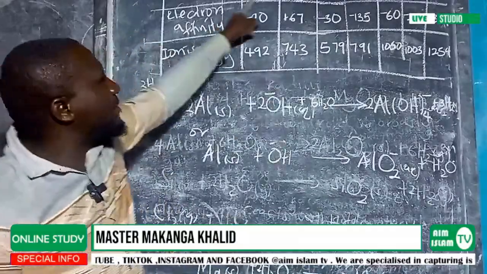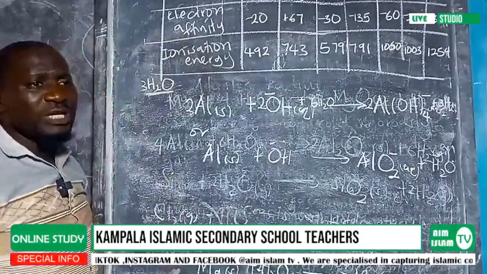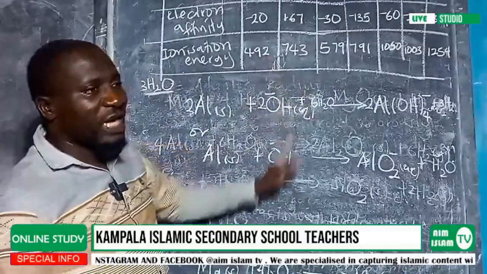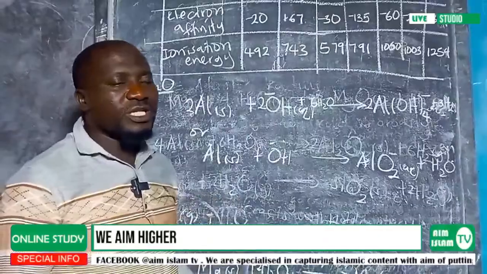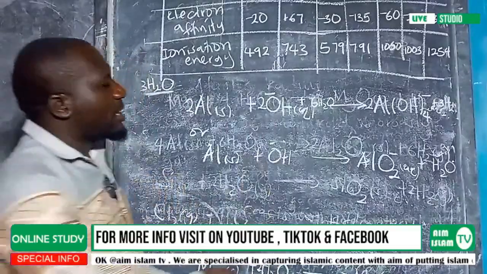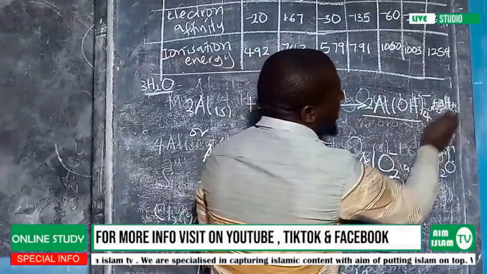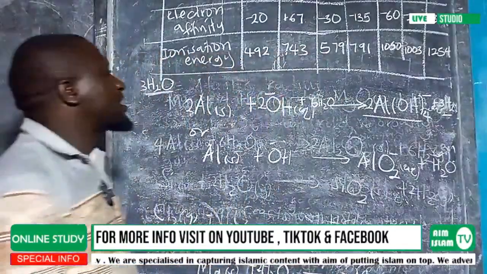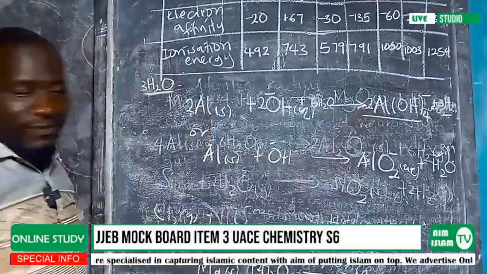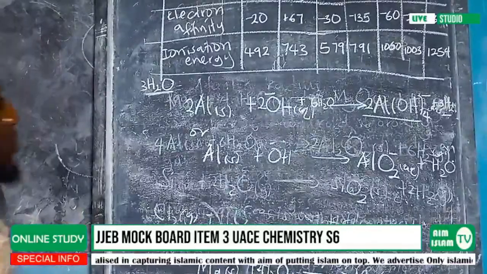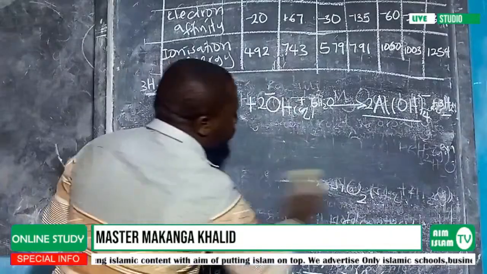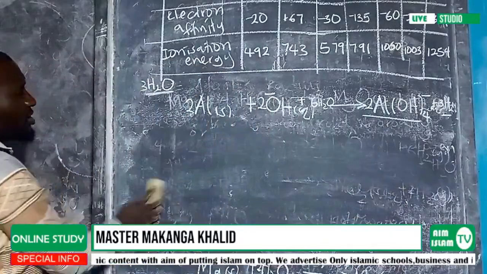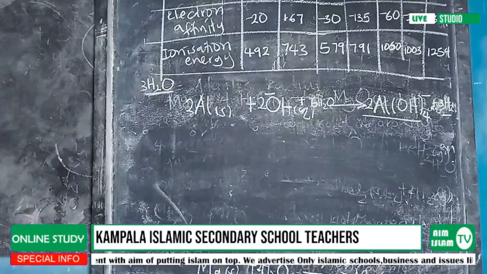So sodium and magnesium do not react with dilute alkali or with alkali. But aluminium reacts with both concentrated and dilute alkali, forming aluminate and hydrogen. That's aluminate and hydrogen, and come up with only that equation. When you respond, don't write two equations, just write only one. That's why I have removed that.